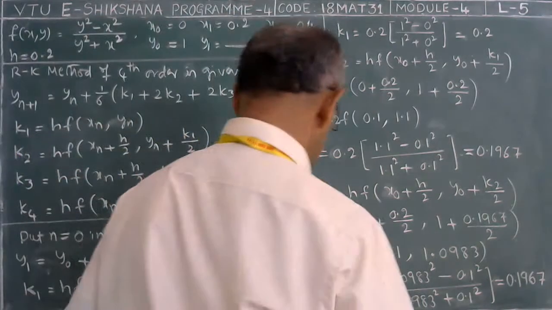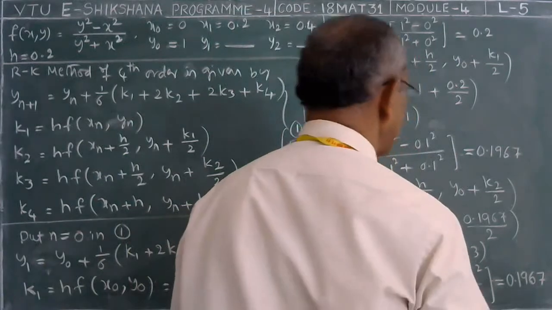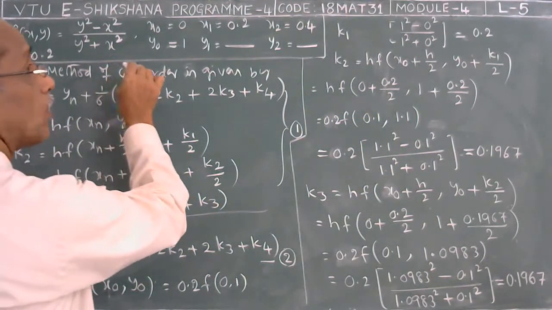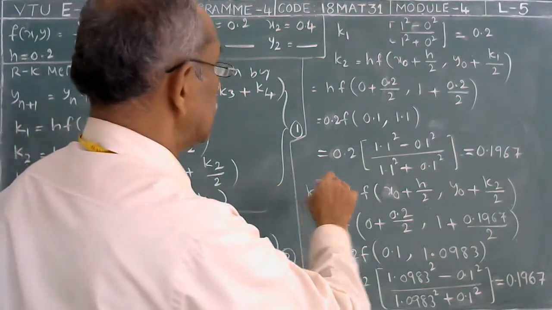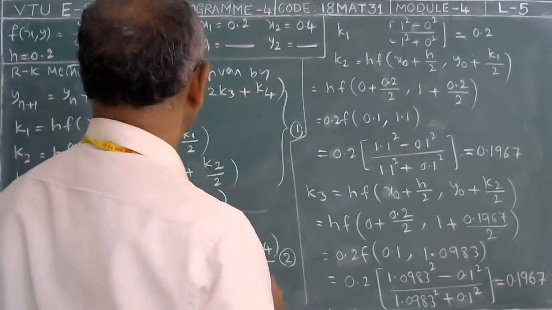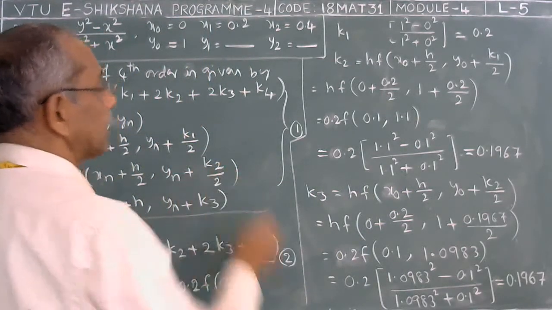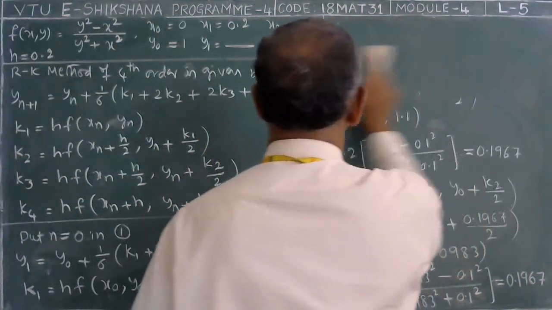So K4, let me calculate here. K1 is 0.2. Let me make a note here. K1 is 0.2. K2 is 0.1967.